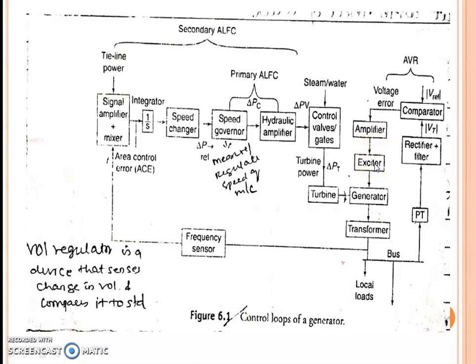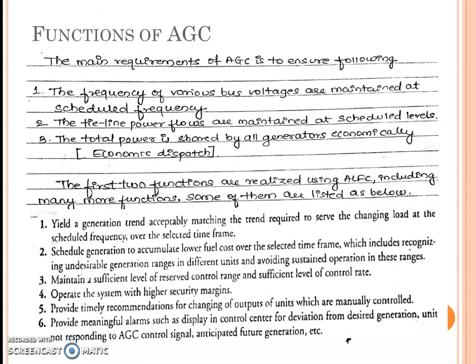Here the error voltage is amplified, and it is used as an input to the exciter to adjust the field current until the terminal voltage reaches the reference value. Once the terminal voltage has reached the reference value, it is given to the generator and transformer, and again to the bus bar. So this is the control loop of the generator, and it will be explained with the help of the block diagram.